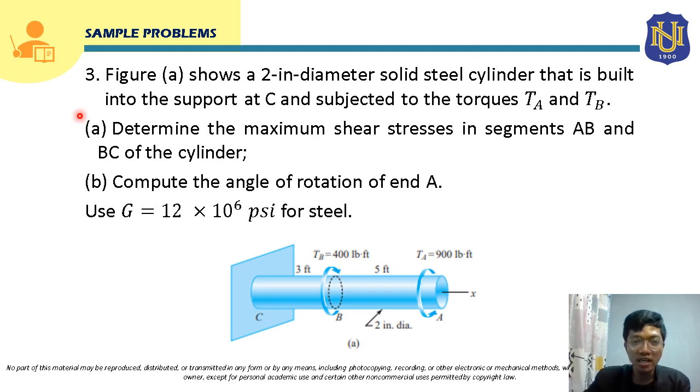For letter A, determine the maximum shear stresses in segment AB and segment BC. For letter B, compute the angle of rotation of end A. End A here, class, is a free end, so it will rotate. To solve for that angle of rotation at end A, we have to sum up the angle of rotation in segment AB and segment BC. We are going to use the modulus of rigidity equal to 12 times 10 raised to 6 psi for steel. Let's solve this problem.